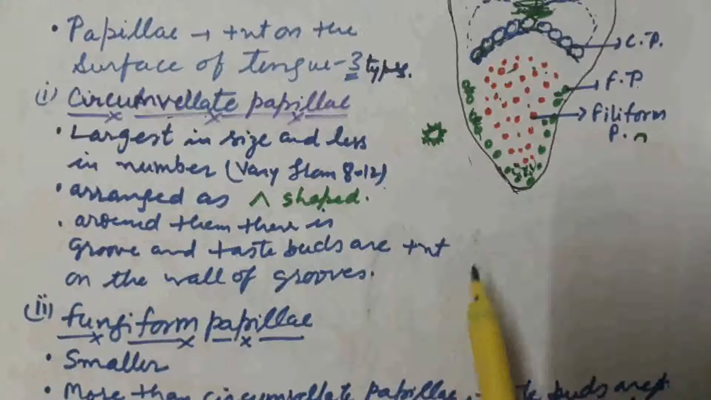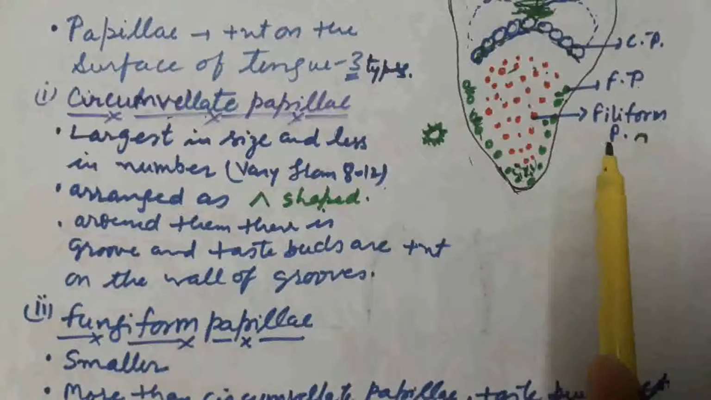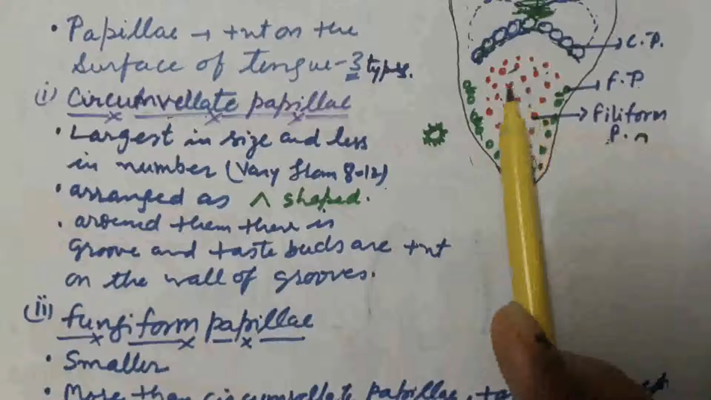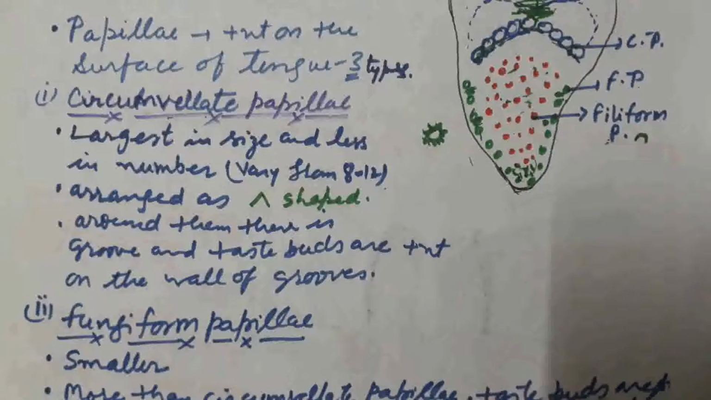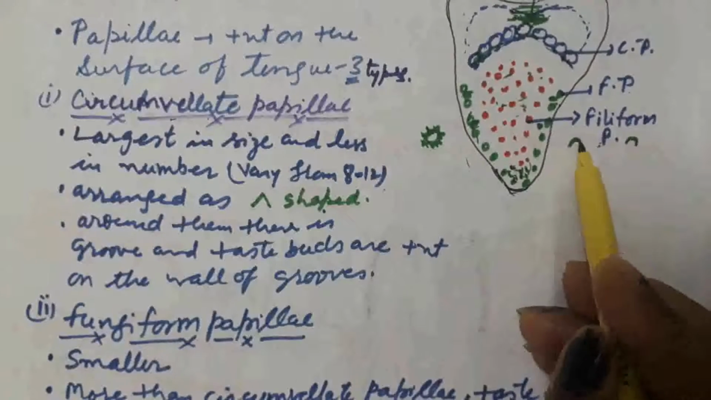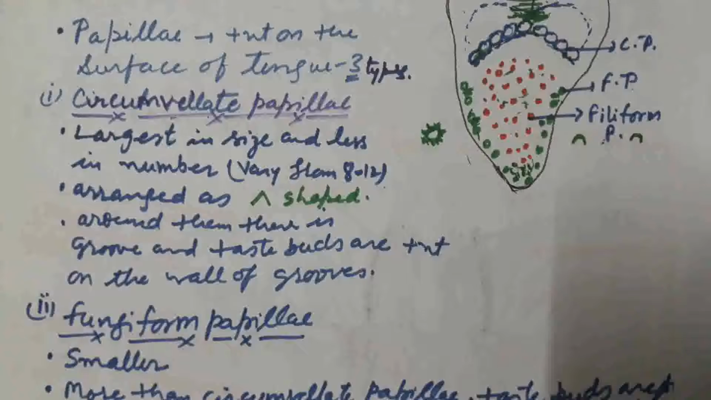The third type of papillae are the filiform papillae. They are smallest in size and much more numerous than circumvallate and fungiform papillae. They are present in the center of the tongue. They are conical in shape, and no taste buds are present in them.